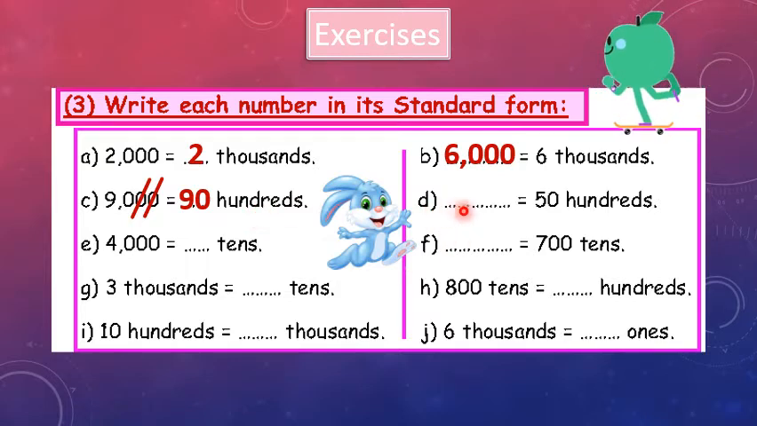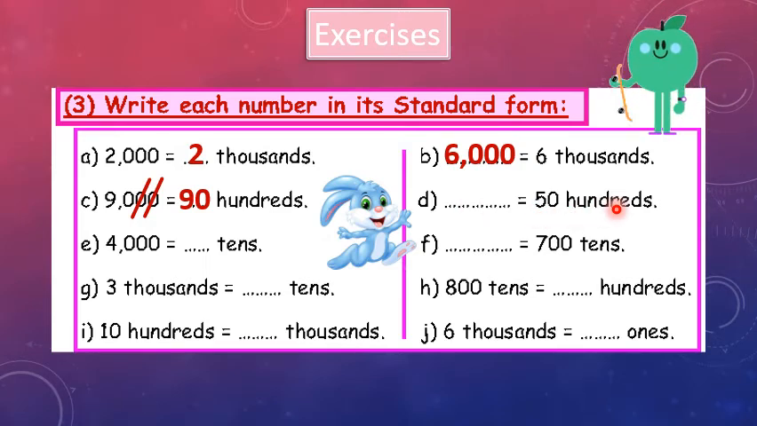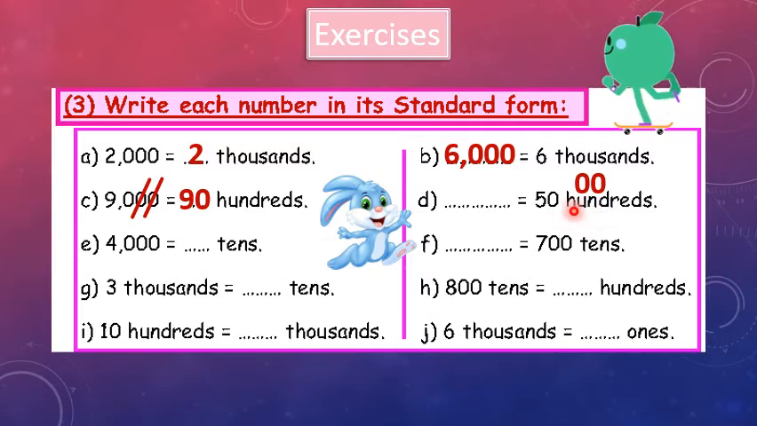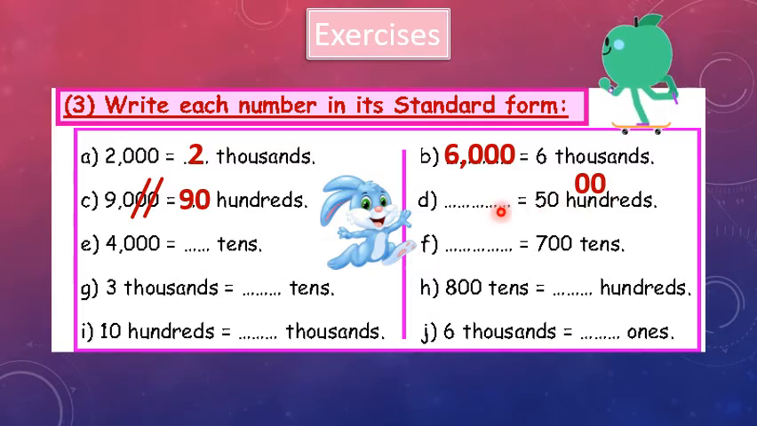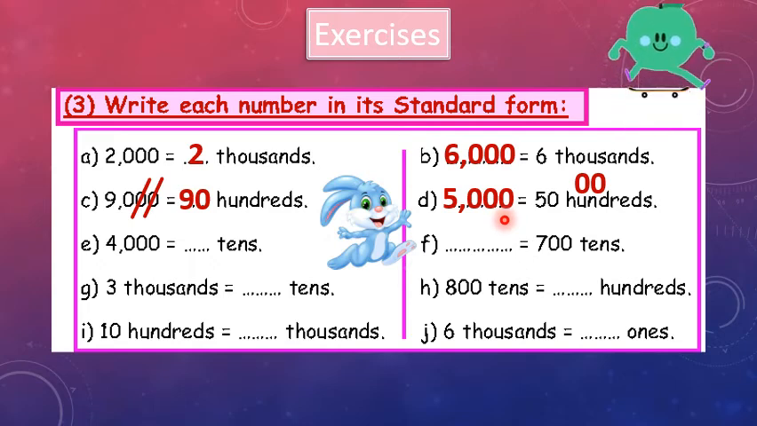Number D. What equal 50 hundreds? Yes, let's notice that hundreds means 2 zeros. Let's write down 2 zeros above it. Then it will be 5. And how many zeros beside it? 1, 2, 3. It will be 5,000. Let's go and write down here 5,000. Good job. Let's go here in number E.